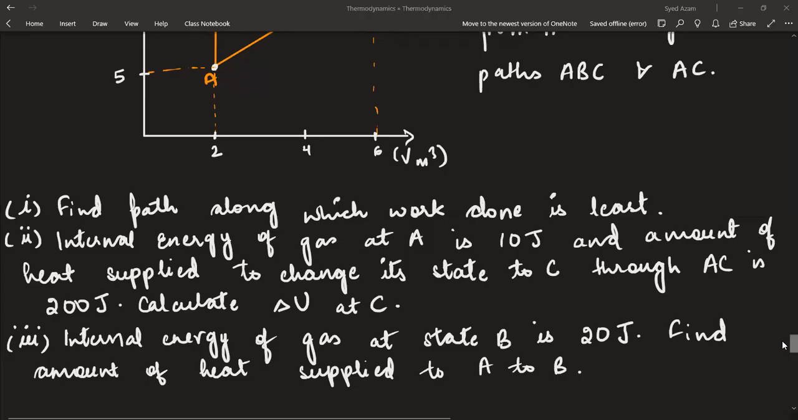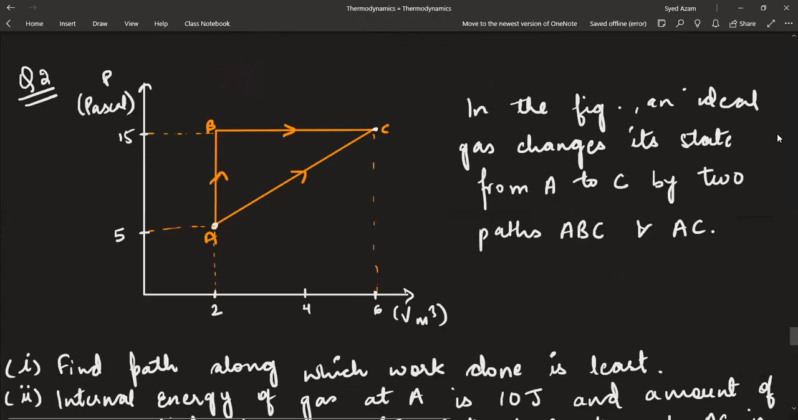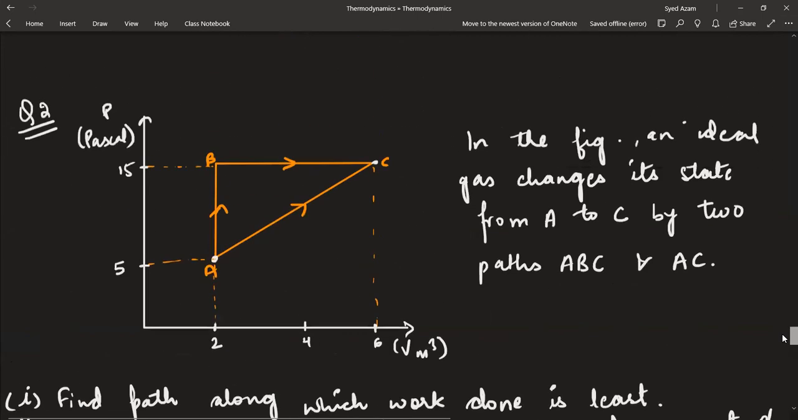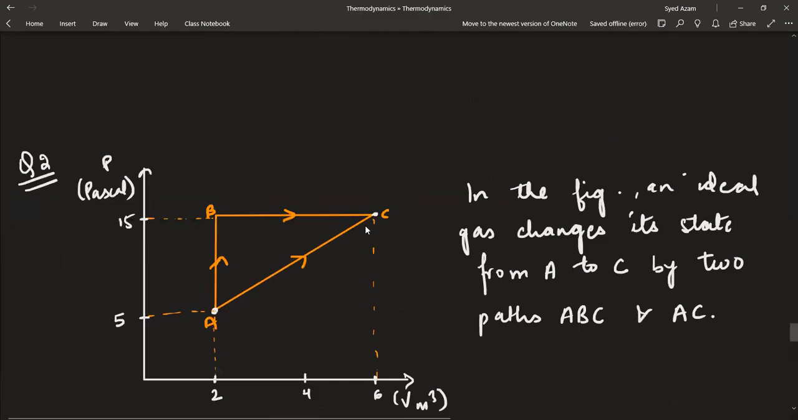Okay, class. So this question gives us a graph in a figure. The changes in the states are mentioned: A to B, B to C, and one is by AC. So two paths are there, ABC, and this AC path. So this says find the path along which the work done is the least. So see what we can do. This is the displacement that is there, so the work done according to AC will be shorter.